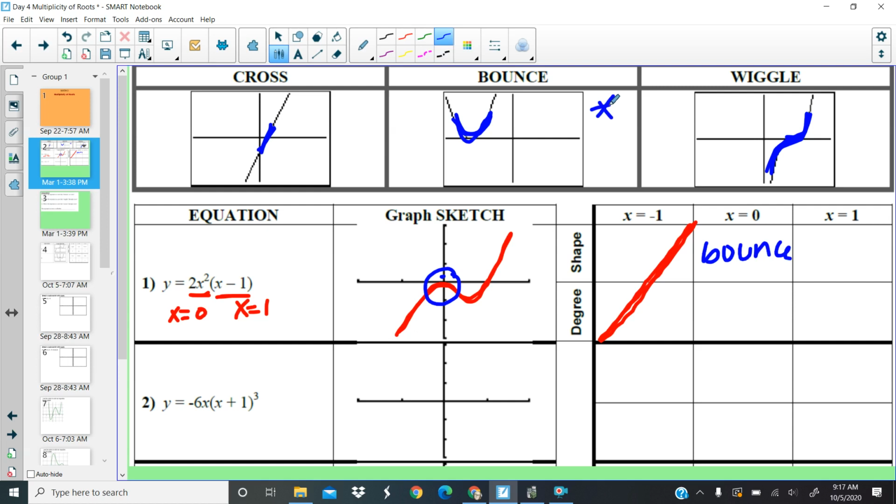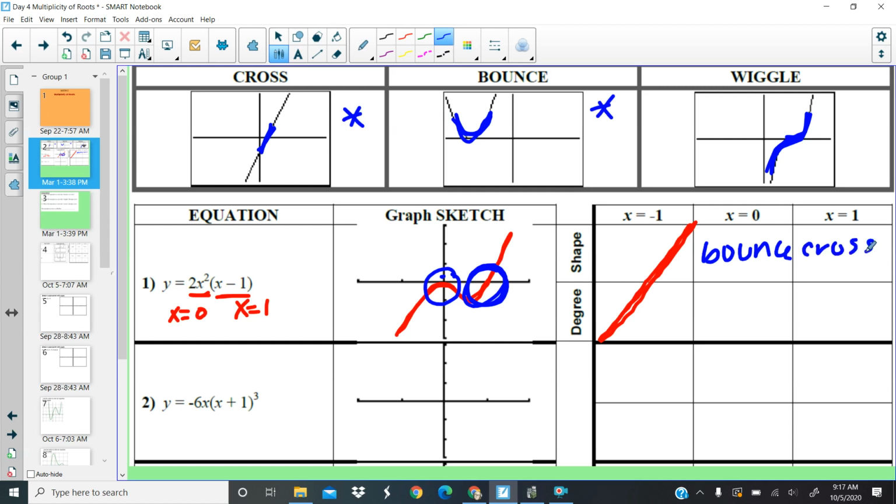And then we're also looking at where x equals 1. That's where it crosses right here. And remember, you're only really looking at where that 0 is. You're not looking at the whole shape of the entire graph. Right now, you're just looking inside this blue circle that I just drew. So that shape most resembles this first shape, a cross.